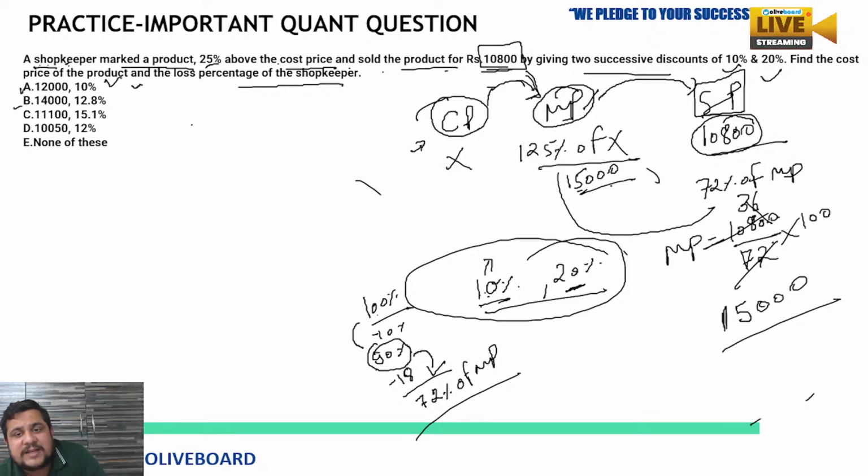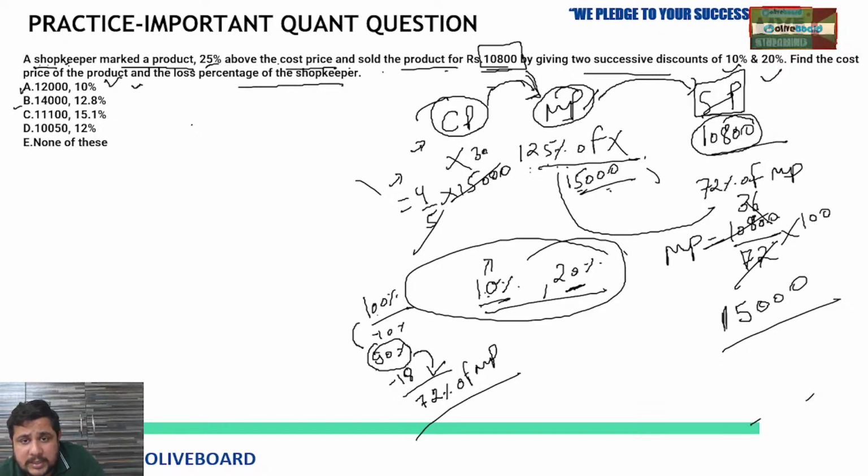Now this is 15,000, but it is 125% of x. 125% means 5 by 4 of x. So if you want to calculate x, it will be 4/5 of the marked price, that means 15,000. Multiply 4 by 5, and by 5 you can easily cancel it: 3,000. Now 3,000 into 4, so 12,000 rupees. So this is your cost price.